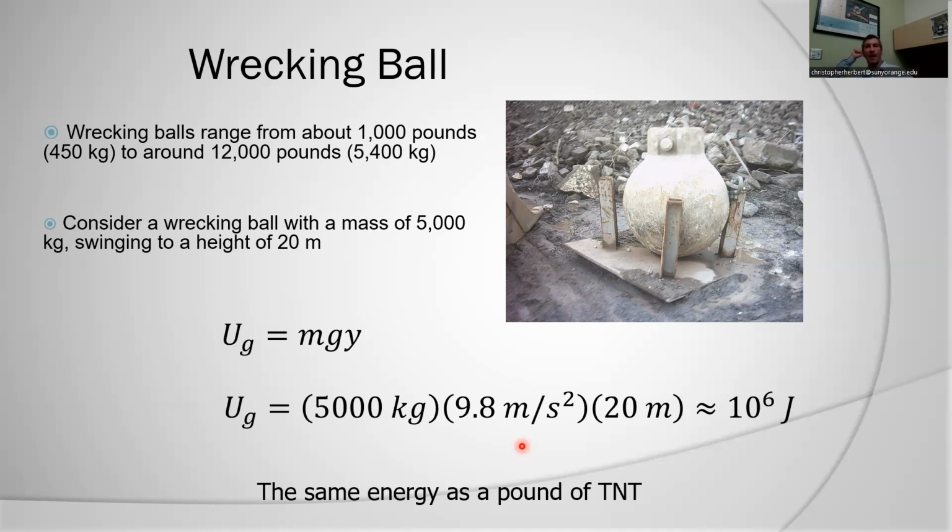Just like you swing a hammer back, and on contact, you deliver a massive force. So if we calculate the potential energy of this, and again, 20 meters represents how high up in the air we go. MGY, the reference point is going to be the lowest point of the swing where it makes contact with the building. 5,000 kilograms, that's really quite massive. It's 6 tons. At 9.8 meters per second squared times 20 meters is roughly 1 million joules, okay?